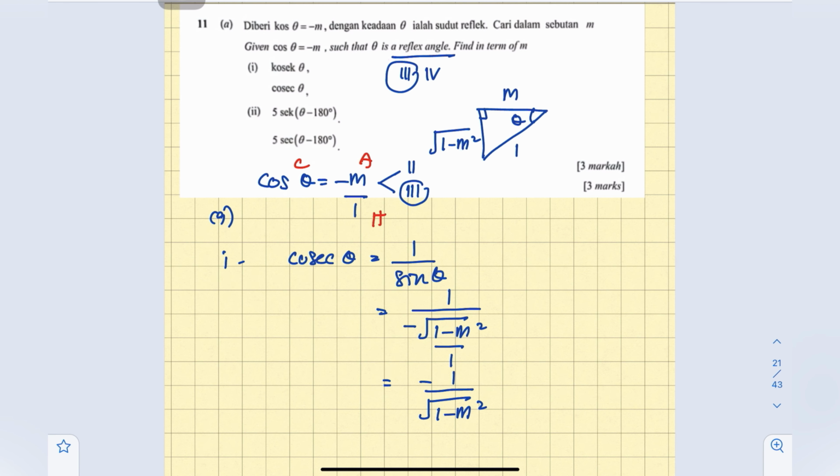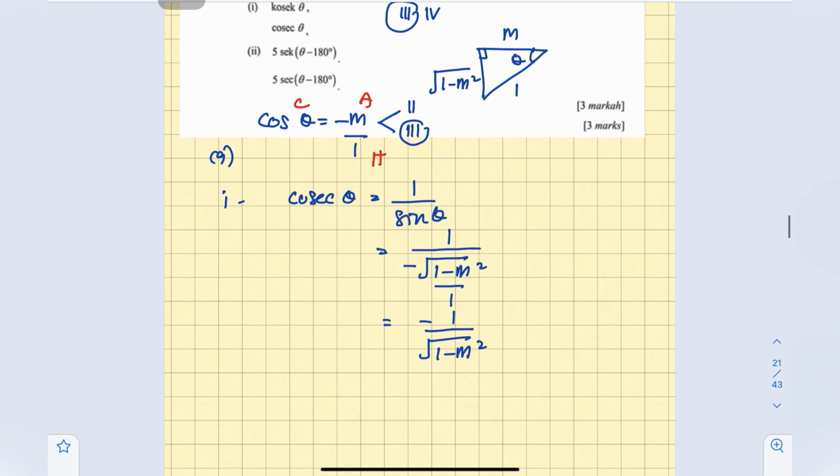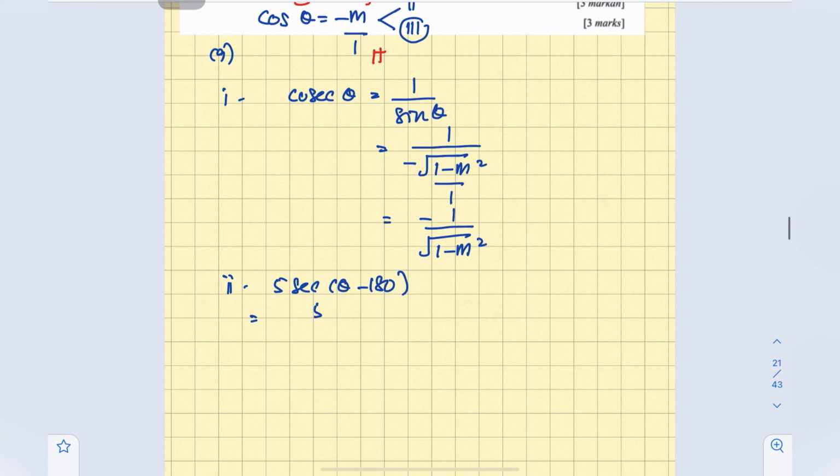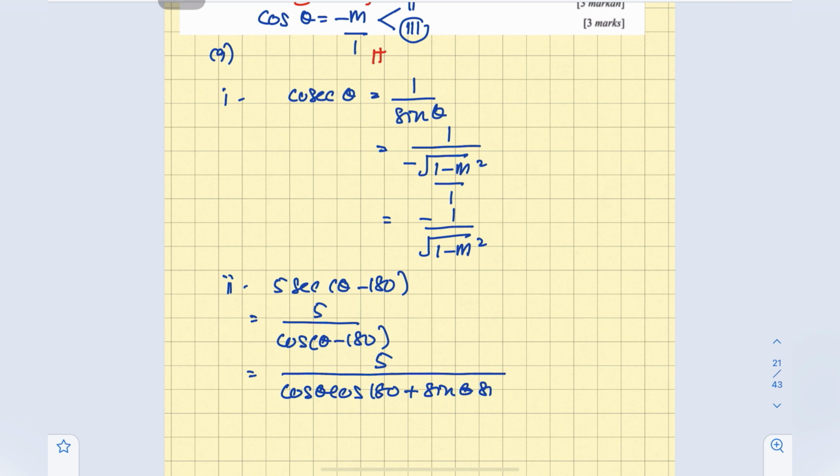Roman 2, find 5 secant (θ − 180°). Okay, so secant is 1 over cos. Here we will get 5 over cos(θ − 180°). Then we have the addition formula for cos. We substitute, and it is a bit long: cos θ cos 180° plus sin θ sin 180°.